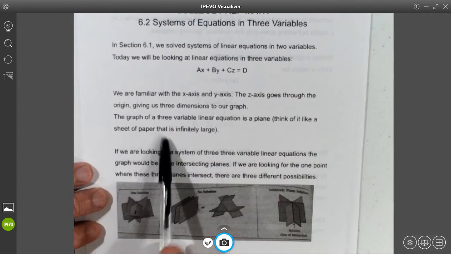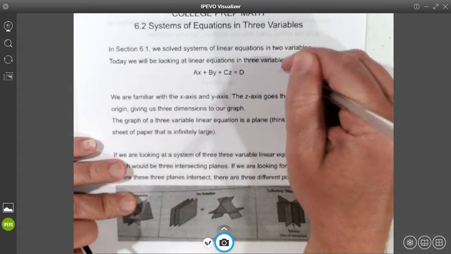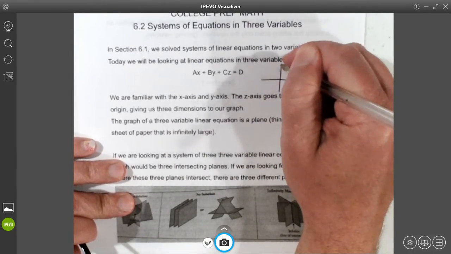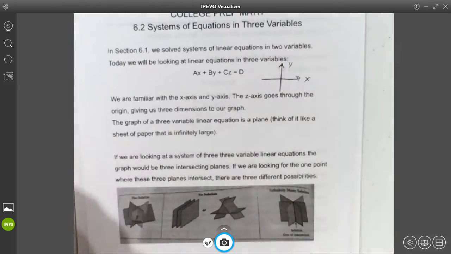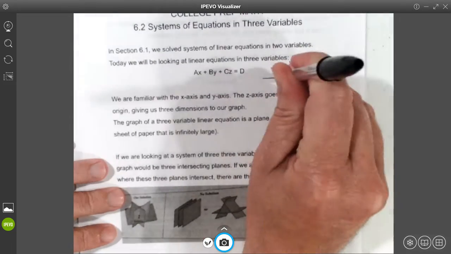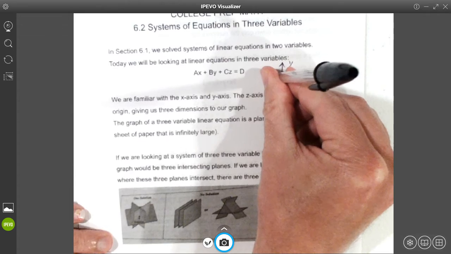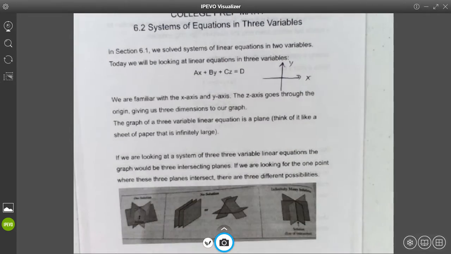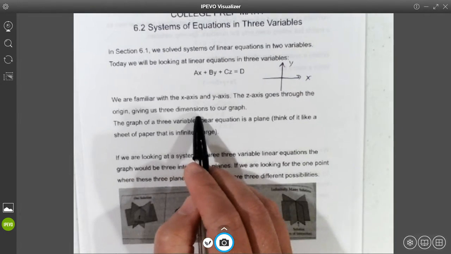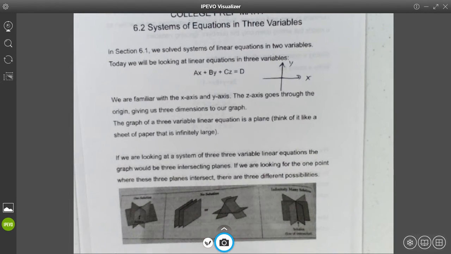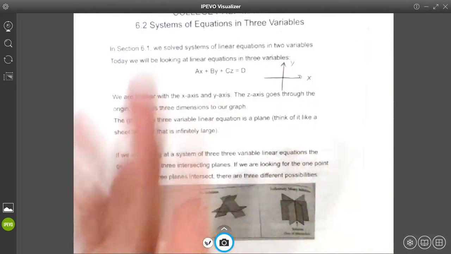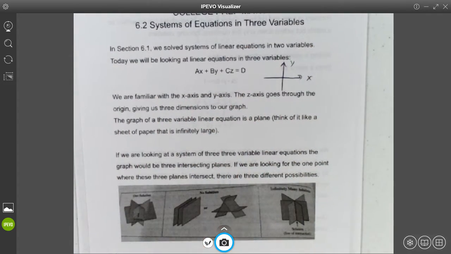Let me graph it real quick here. If I've got our normal graph where this is the x-axis and this is the y-axis, the z-axis would be my pen coming right out at you. So it lets us give three dimensions to our graphs. A lot of the CGI stuff that you see is graphed in three dimensions, so it doesn't just look flat. It's got some depth to it.